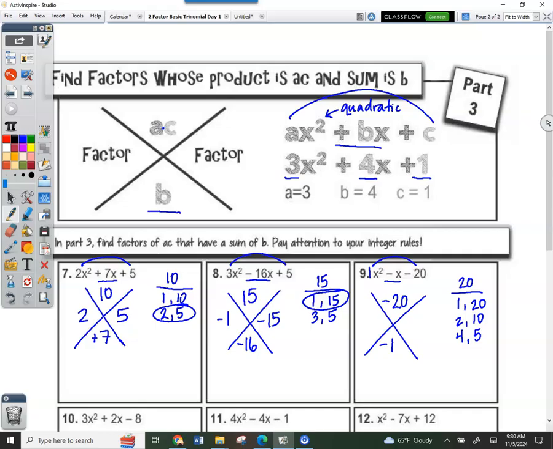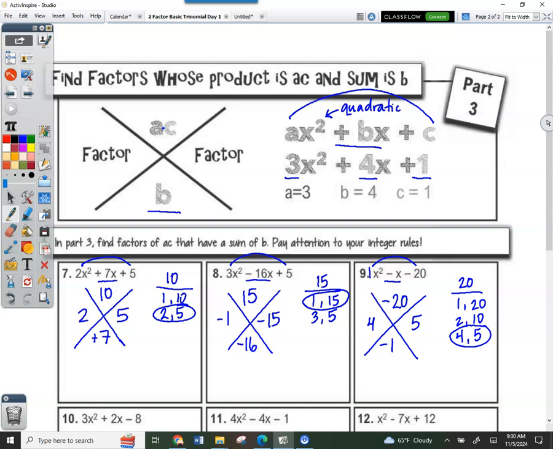Which number pair could somehow combine to give me a 1? 4 and 5. So put them over here, and now let's play the sign game. Be careful. It has to multiply to give you a negative. What's the rule when you're multiplying to get a negative? A negative times a positive. So one of them's positive, one of them's negative.